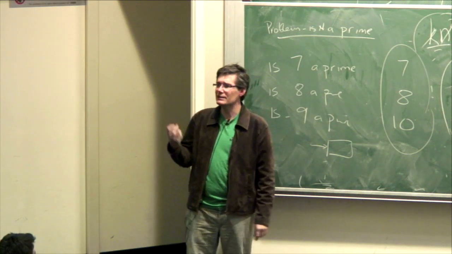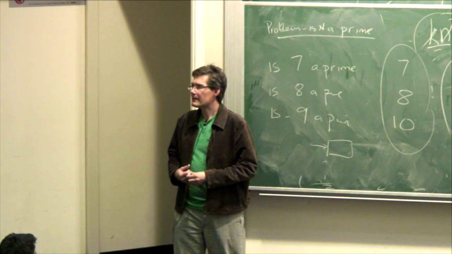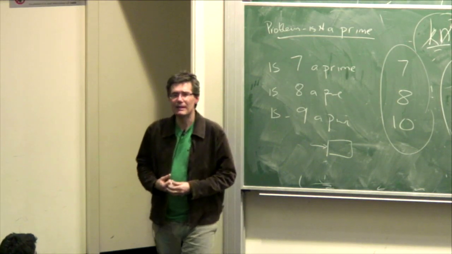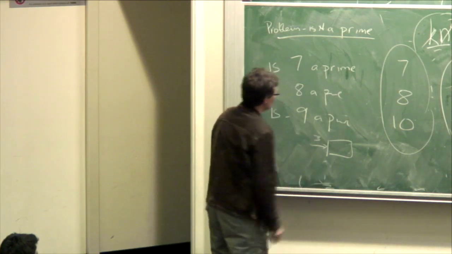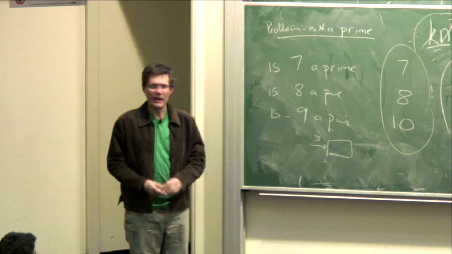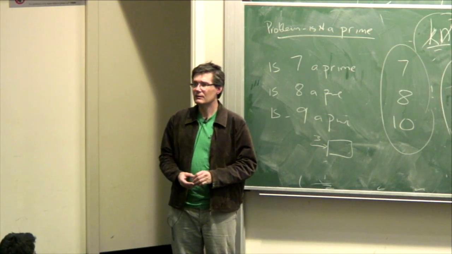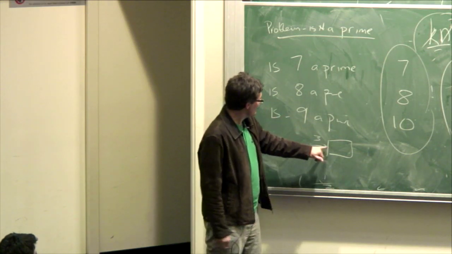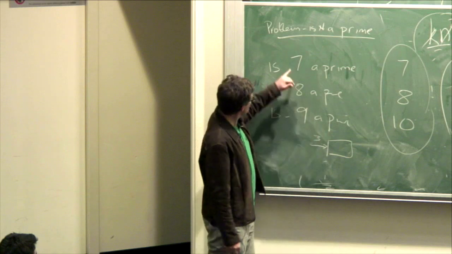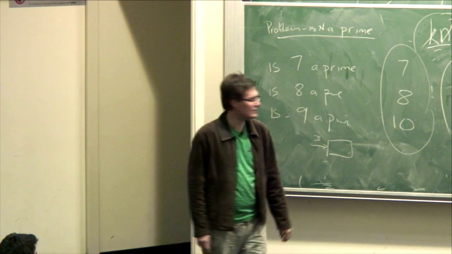How big is that number? How much information content is in that number? How many bits does it take to represent that number? 3. If I stick 8 in, how much information do I have to give the algorithm before the algorithm can give me an answer? I have to give it 4 bits. If I stick 9 in, I have to give it 4 bits, and so on, up to 5 bits.